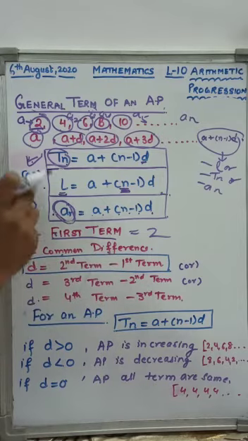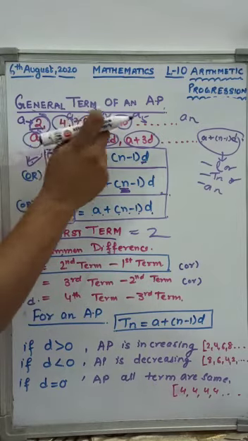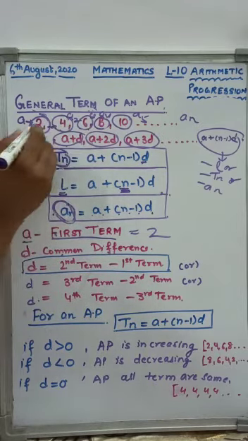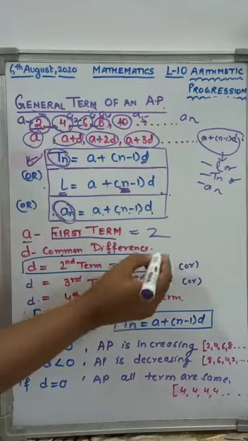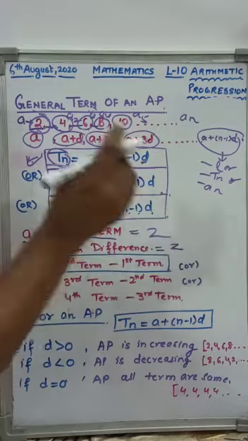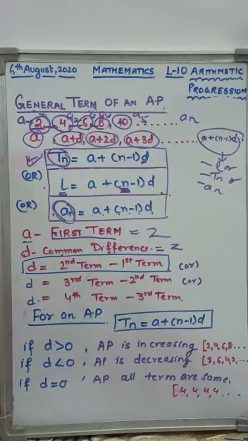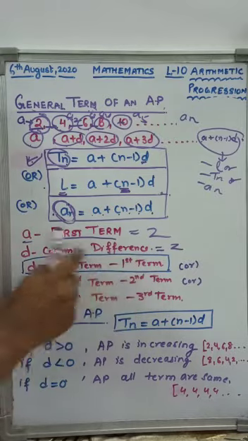In an AP series there will be a common difference. In the previous series I have taken, the common difference is 2, 2, 2. Clear? So the common difference is 2. Now how will you find it out? Let's see how to find the common difference. You find the common difference as second term minus first term.